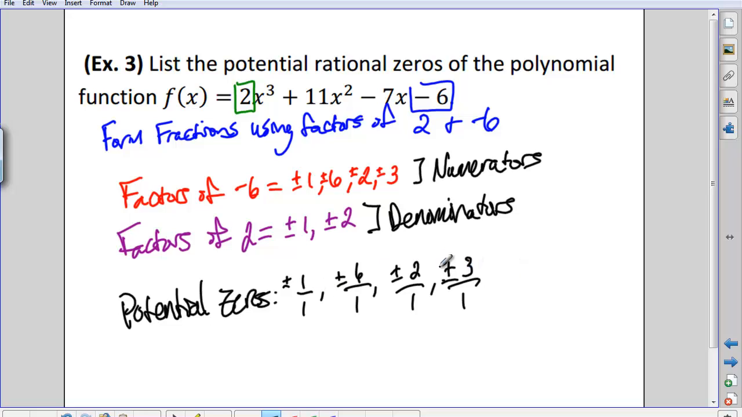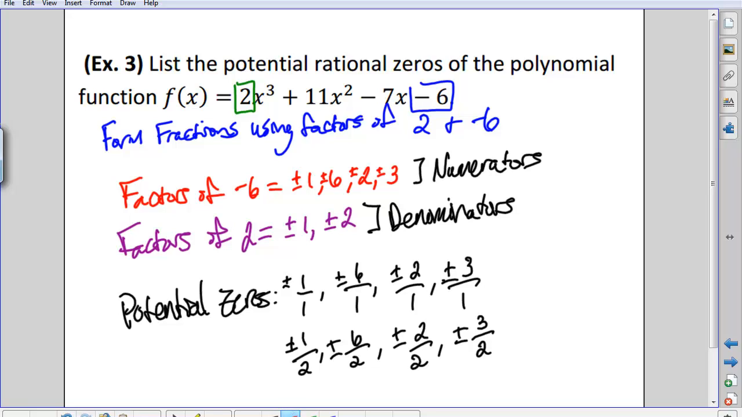We could also do all those same ones over 2, right? Not 2 over 1, I'm sorry, let me back up here. We can do 1 over 2, 6 over 2, 2 over 2, and 3 over 2. So, plus or minus a half, plus or minus 6 over 2, 2 over 2, and 3 over 2. So there's our list.